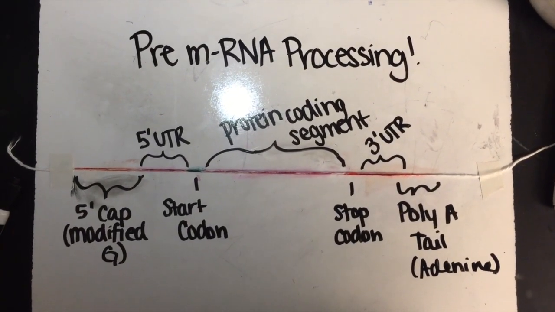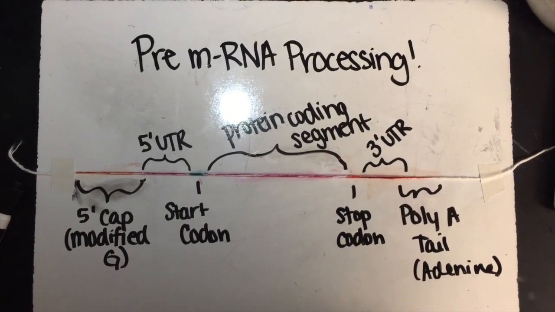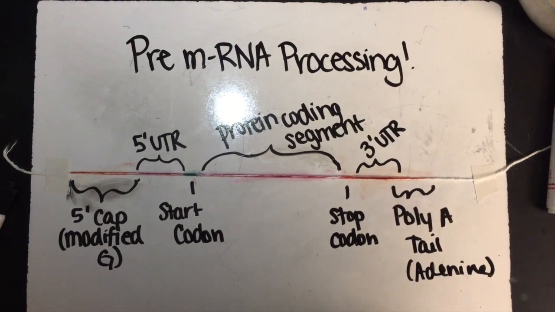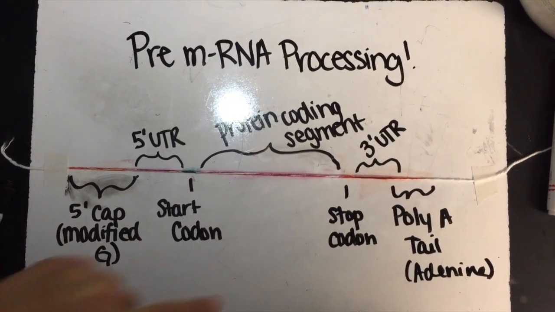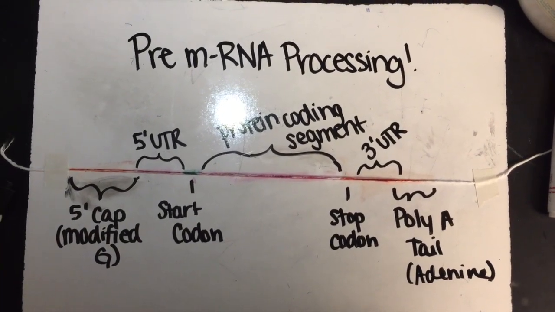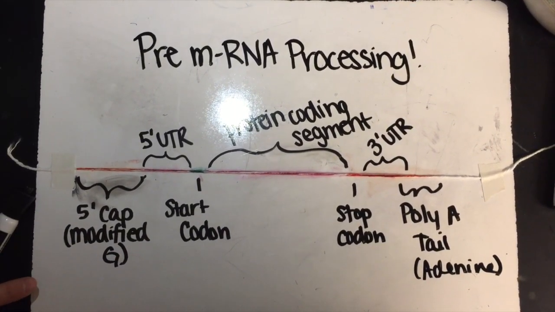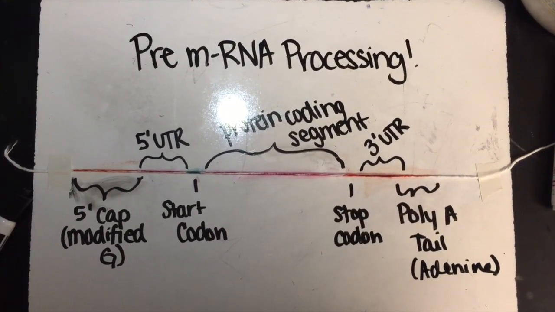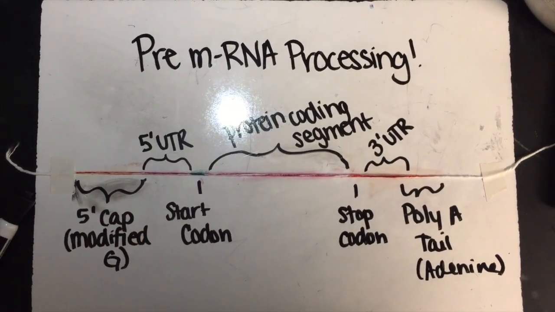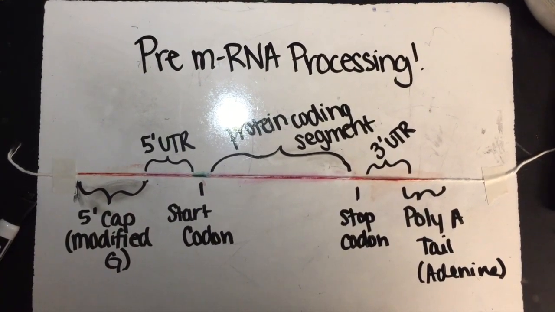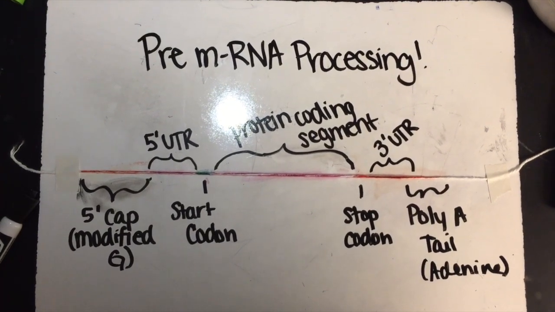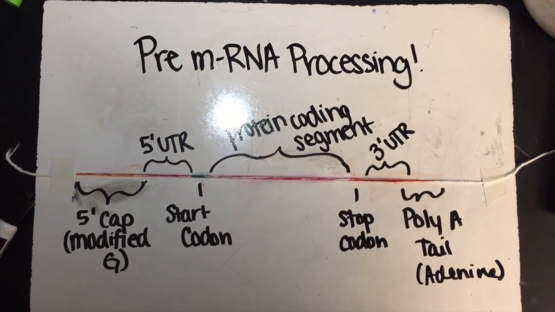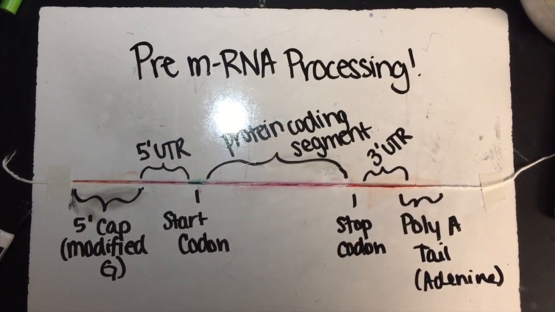Pre-mRNA must go through some processing before it can become mature mRNA. So, in pre-mRNA processing, enzymes add a 5' cap and a poly A tail to the pre-mRNA. The 5' cap is modified guanine sequences, and the poly A tail is adenine sequences. The 5' UTR is the untranslated region of the 5' end, and the 3' UTR is the untranslated region of the 3' end. The middle part between the start codon and the stop codon is the protein coding segment.